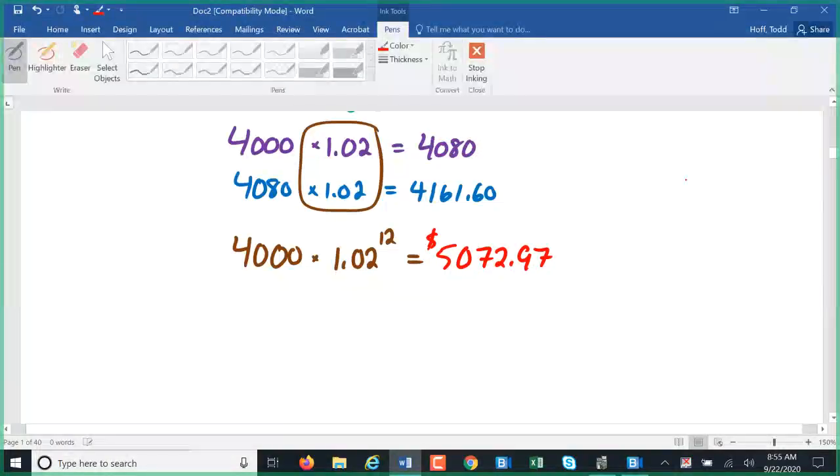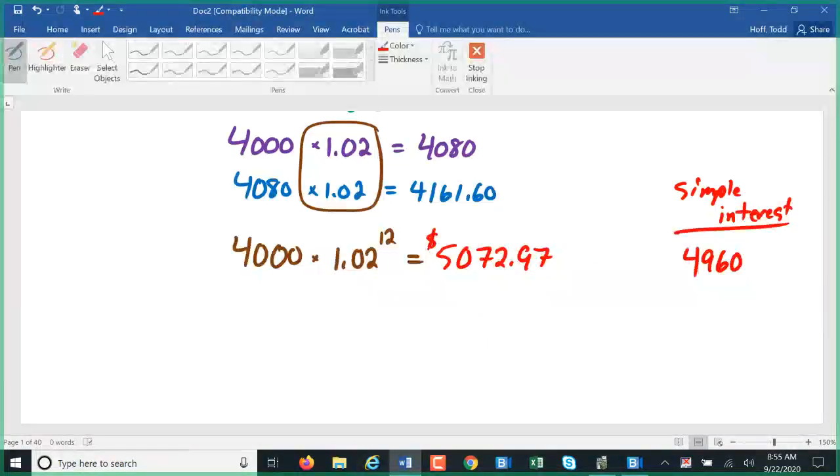Compare that to what we had from simple interest, which was $4,960.00. That's a significant gain. That's almost $113 difference for having compound interest.